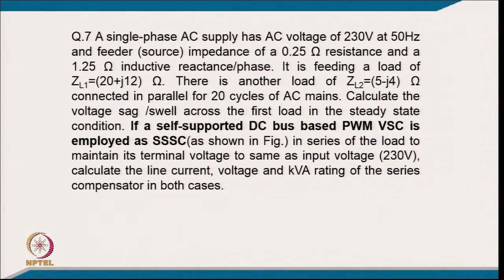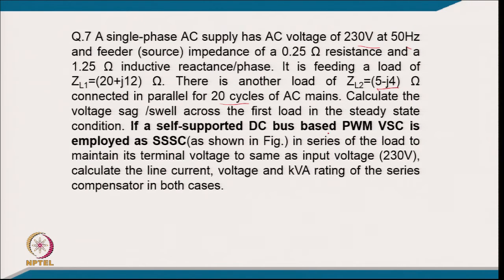Coming to another example number 7, a single phase AC supply has an AC voltage of 230 volt 50 hertz and a feeder impedance of 0.25 ohm resistance and 1.25 ohm inductive reactance per phase, and it is feeding a load of ZL1 equal to 20 + j12 ohm. There is another load of ZL2 equal to 5 - j4 ohm connected in parallel for 20 cycles of AC mains. Calculate the voltage sag or swell across the first load in the steady state condition.